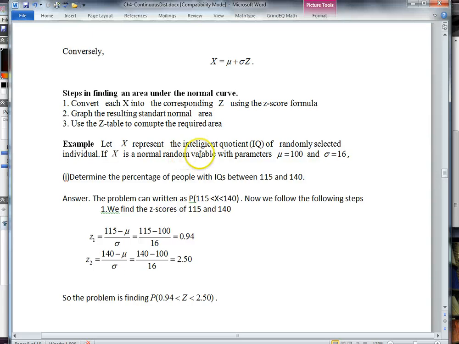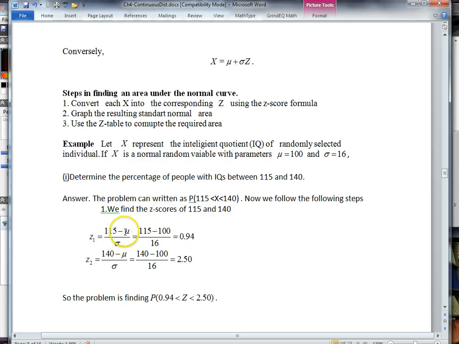Say let x represent the intelligence quotient, IQ, of a randomly selected individual. If x is a normal random variable with mean 100 and standard deviation 16, what percentage of people will have IQs between 115 and 140? So we can rewrite this problem as the probability of x between 115 and 140. Now we're going to follow these steps to first find the z-scores of 115 and 140.